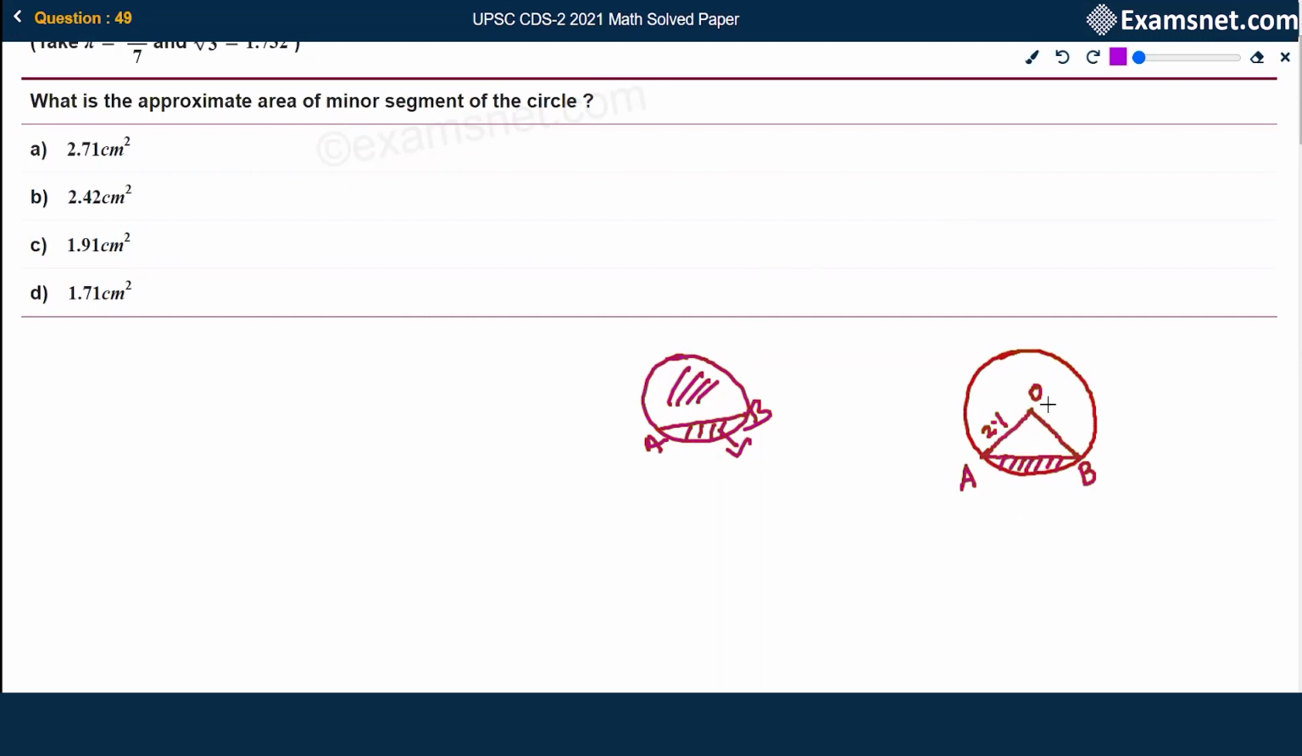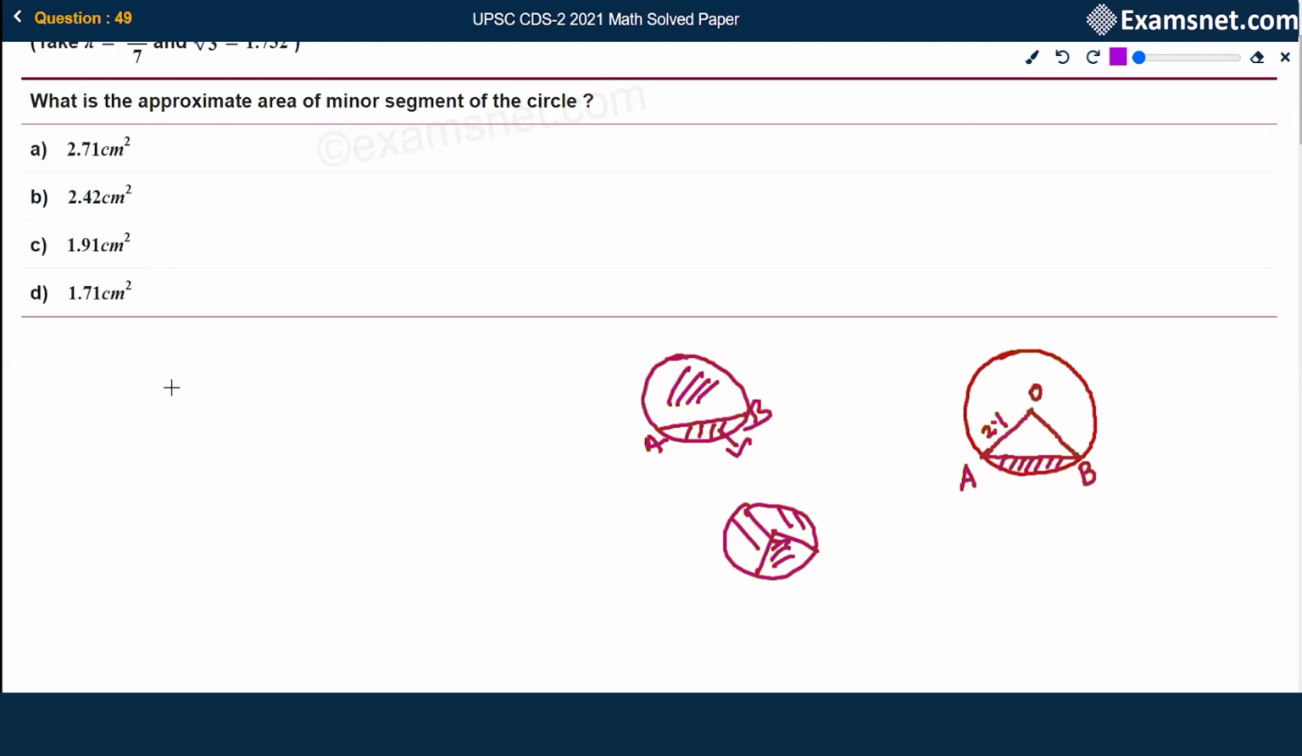We first have to find the area of the minor sector. What is a minor sector? A minor sector is the area enclosed by a radius and an arc. The region enclosed by an arc and its two bounding radii is called a sector. So let me draw it. Let's say this is the minor sector and this part is the major sector. So here OAB is the minor sector, and the shaded part is the minor segment.